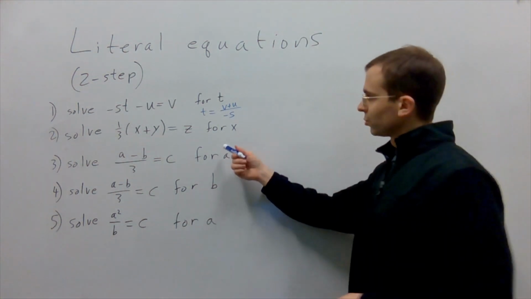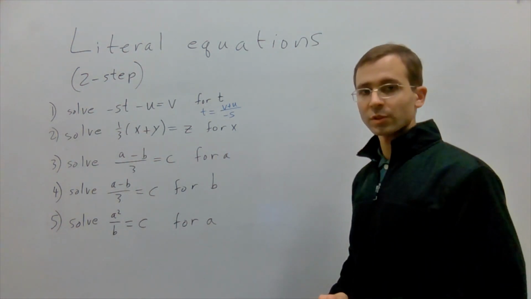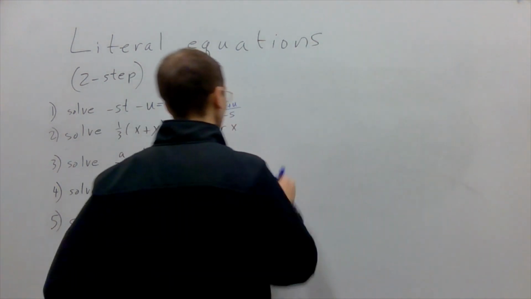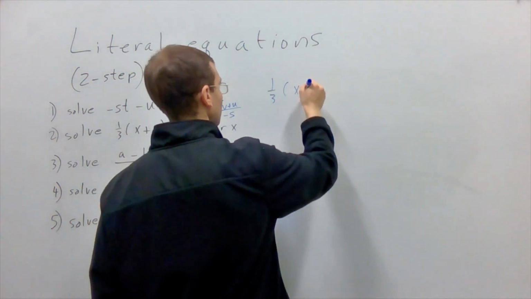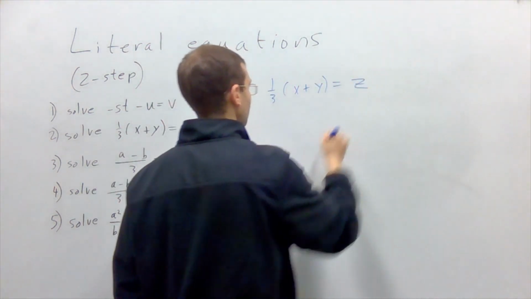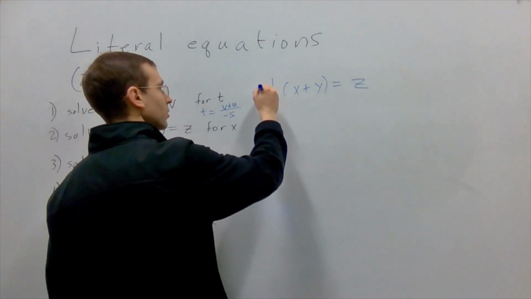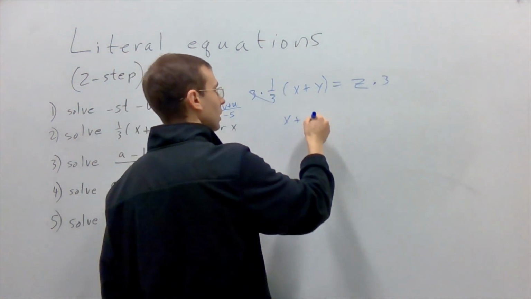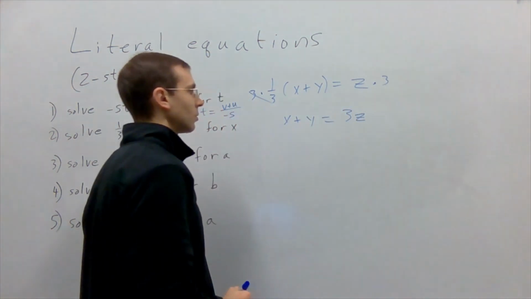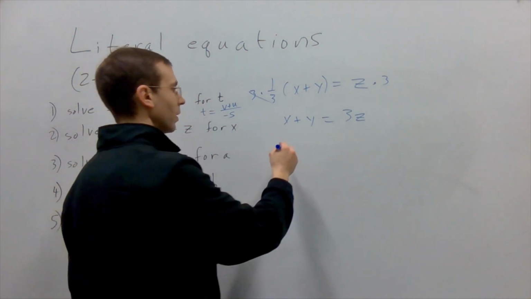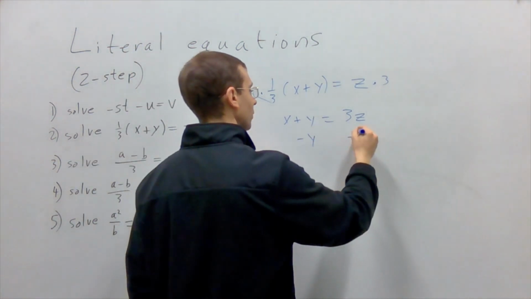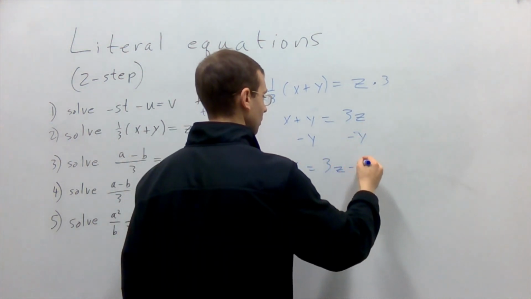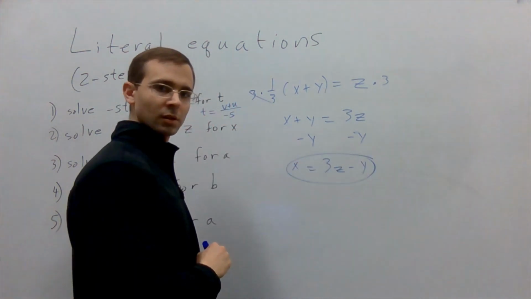And now for number 2, we have 1/3 times the sum of x and y equals z. We're going to solve this for x. I'm going to take care of that 1/3 first. I'm multiplying by the reciprocal. X plus y then equals 3z. It would be very easy to solve this from there. I'm going to subtract y from both sides. There we have it.